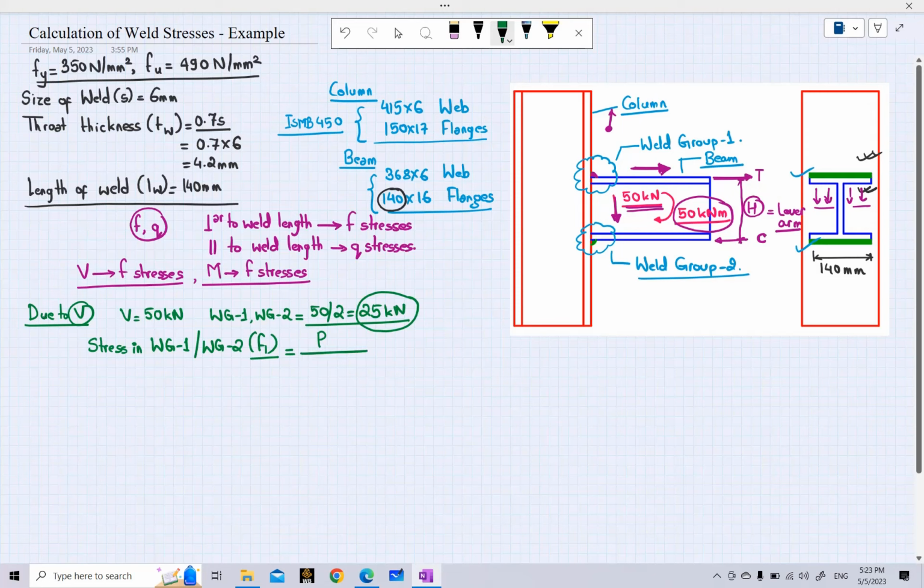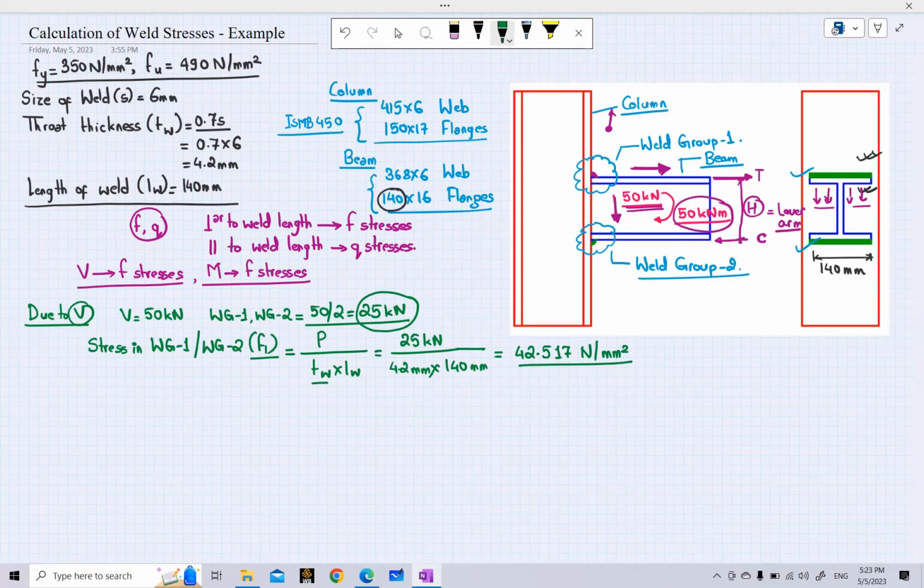as we have seen, the value of force divided by throat thickness into length of weld. We have discussed this formula. So the value of the force will be 25 kilonewton. The throat thickness will be 4.2 mm, and the length of the weld will be 140 mm. So if you perform this calculation and you change the value to Newton per millimeter square, then you will get the stress to be 42.517 Newton per millimeter square. So this is the F stress that is acting on our weld group, individual weld group, due to the shear force.